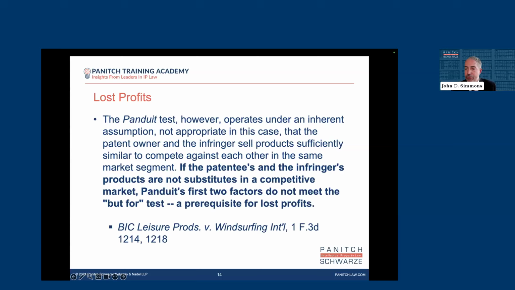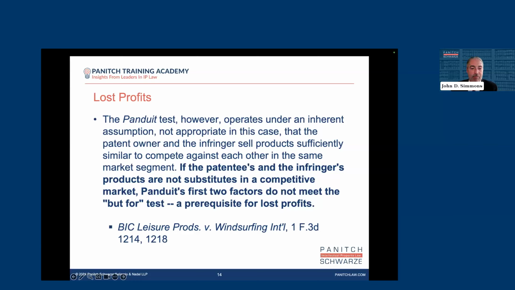The patent holders and accused infringers' products must be sufficiently similar to compete against each other in the same market segment. In other words, the products have to be truly competitive in order for the case to qualify for lost profits damages. We'll take this BIC case as an example. In BIC, the products at issue were windsurfing boards. The court found that the price points of the windsurfing board were significantly higher than BIC's, and therefore windsurfing did not show with a reasonable probability that BIC's customers would have purchased from windsurfing in proportion with windsurfing's market share.